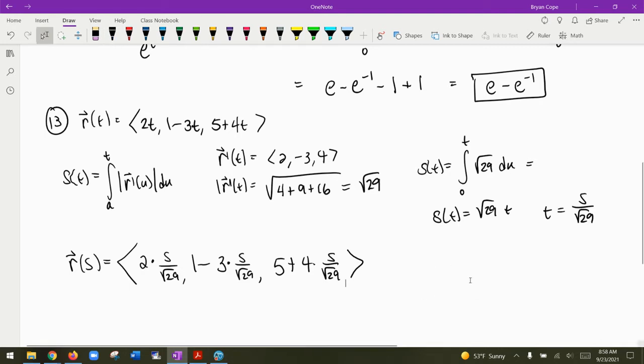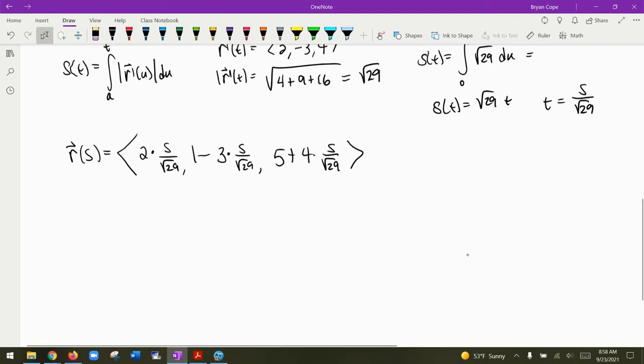Okay, 15. Suppose you start at the point 0, 0, 3 and move 5 units along the curve x equals 3 sine t, y equals 4t, and z equals 3 cosine t in the positive direction. Where are you now? All right, so this is a reparameterization problem in disguise.